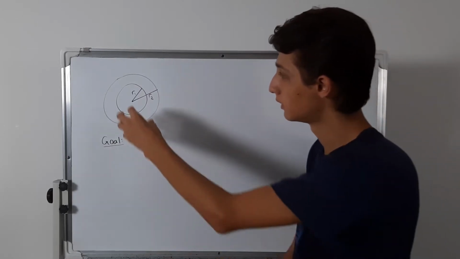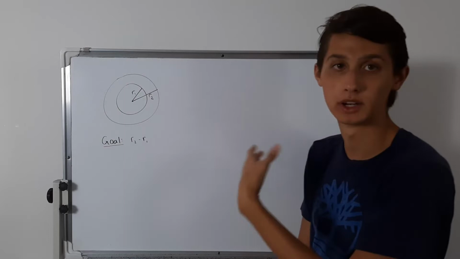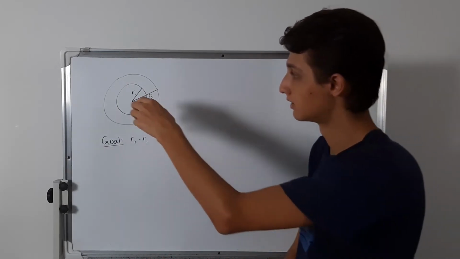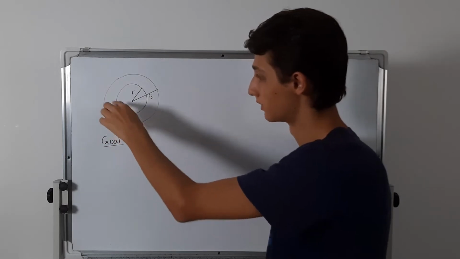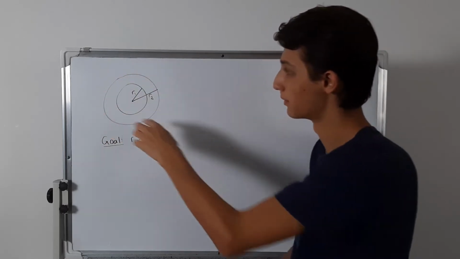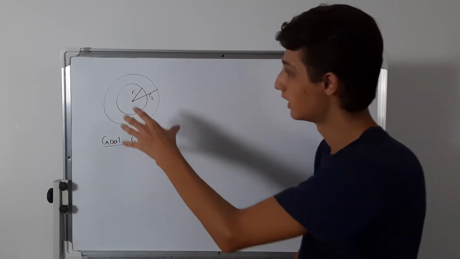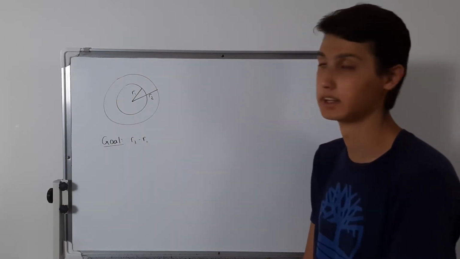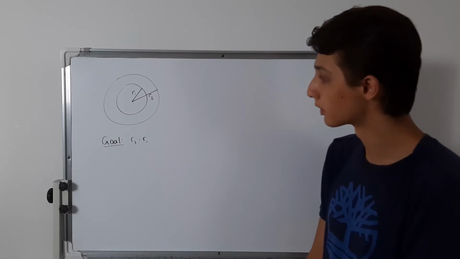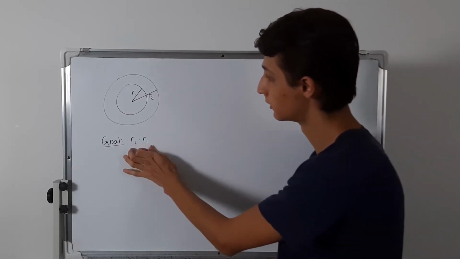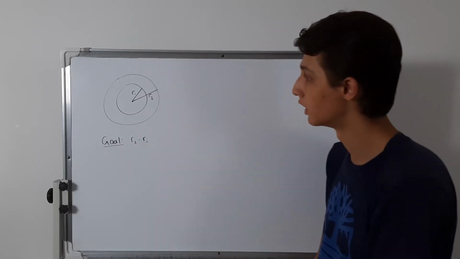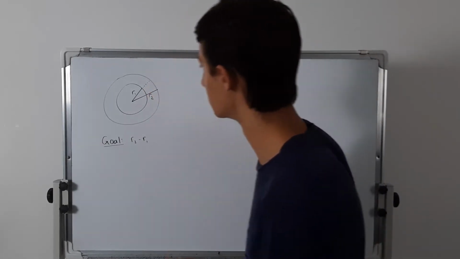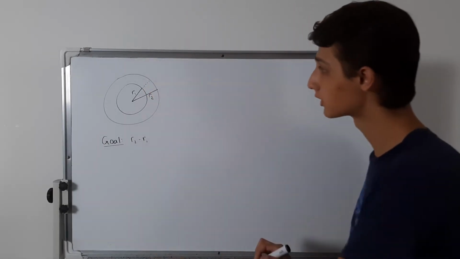So basically this inner circle, which has a radius r1, has the same area as this band here, okay? And this band is between the circle of radius r2 and the circle of radius r1. So what we're trying to find is the difference between the radii of these two circles, this dotted portion. Okay, so that's our goal.